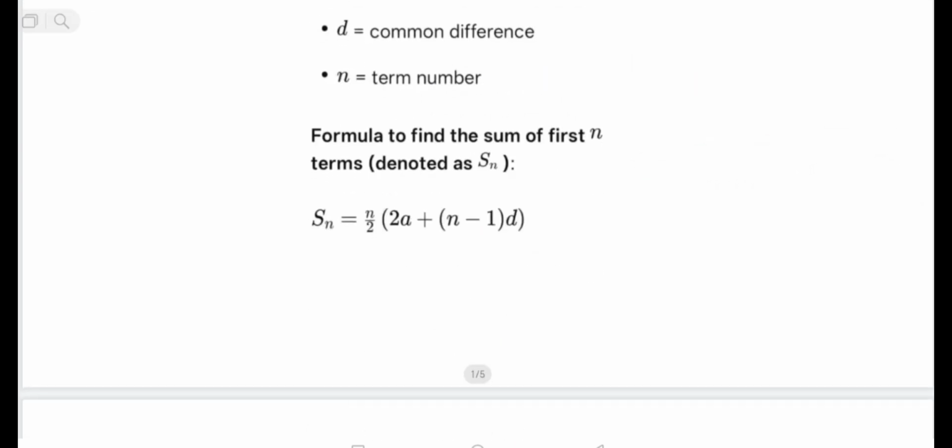Okay, there is also a formula for sum. A and D, the same thing. A is first term, n is the number of term, D is the difference.